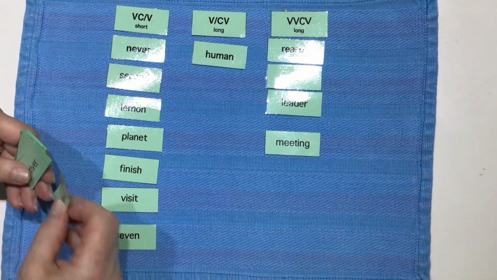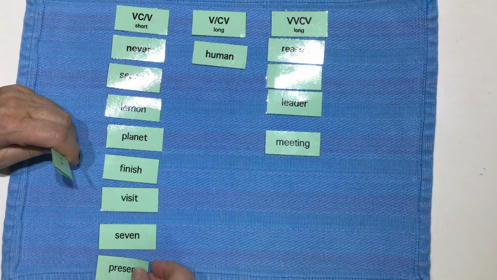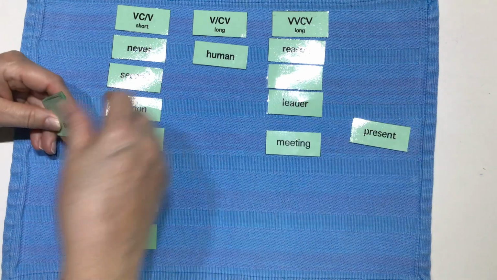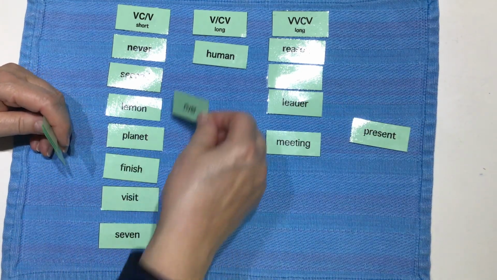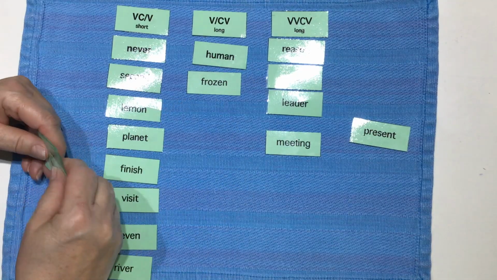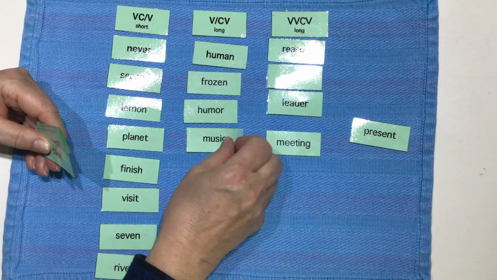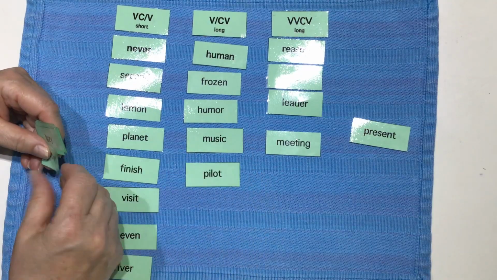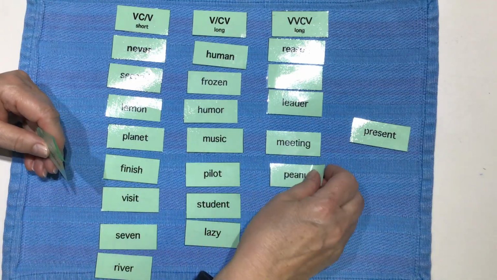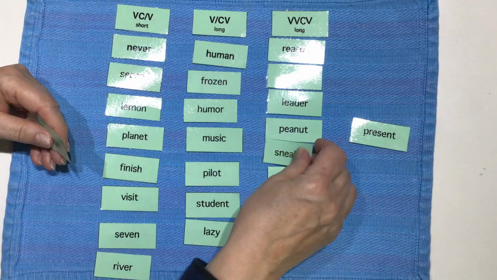And they're sort of in order. Now this one's tricky because it could be present or present. So let's set that one aside and just look at the other ones for a minute. River. There's frozen. You can hear the O hanging out by itself. Humor. Music. Pilot. Student. Lazy. Here's another vowel team. EA seems to be really popular here. We've got peanut and sneaker.